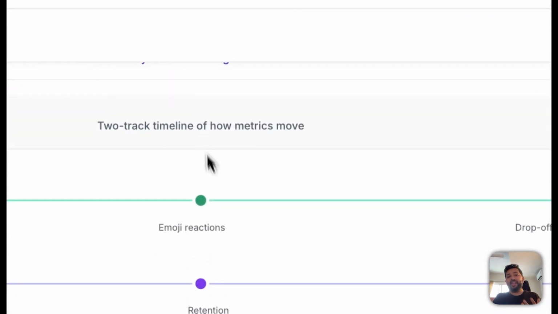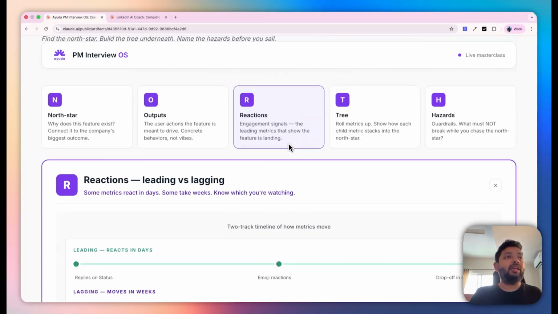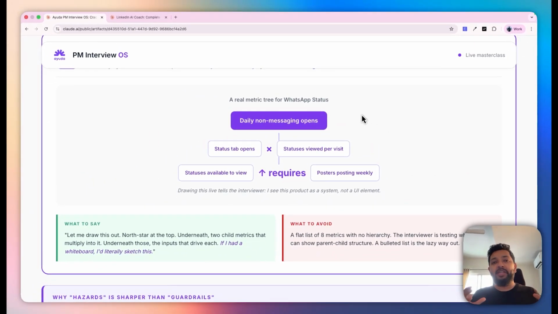Then you talk about the reactions, which is what are the actions that these people are taking. So a recruiter is shortlisting profiles, a job seeker is applying to jobs. So what are some of these actions that you're going to take? And then you're going to roll it all up into a metric tree. This metric tree is what you will draw in front of the interviewer if you're given a chance on a paper or on a screen share.